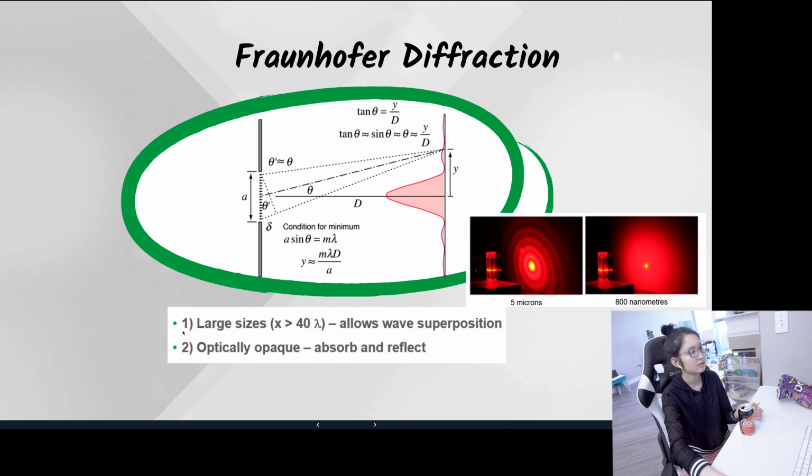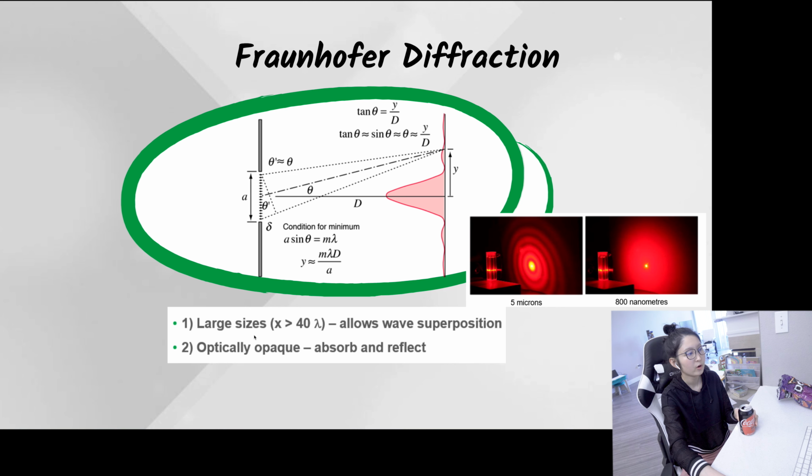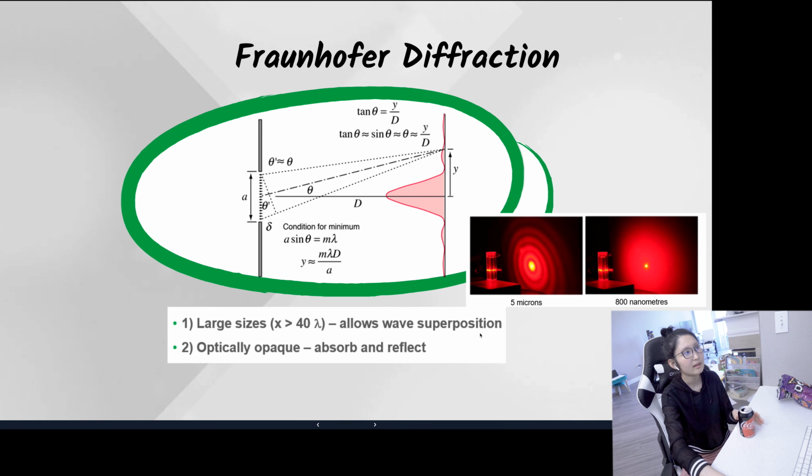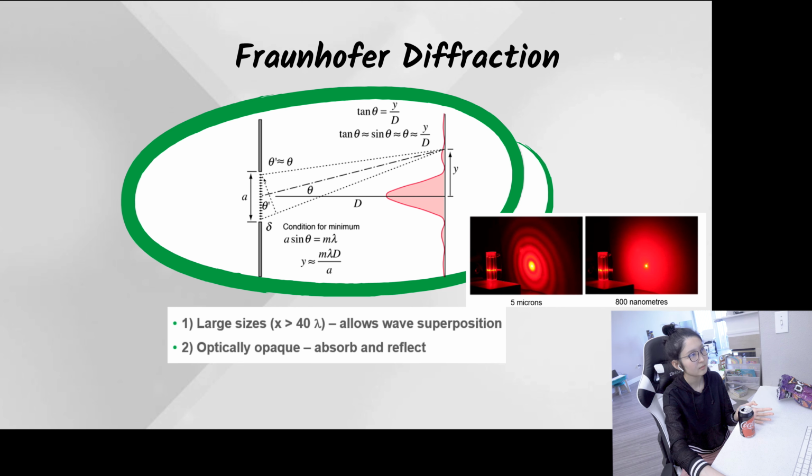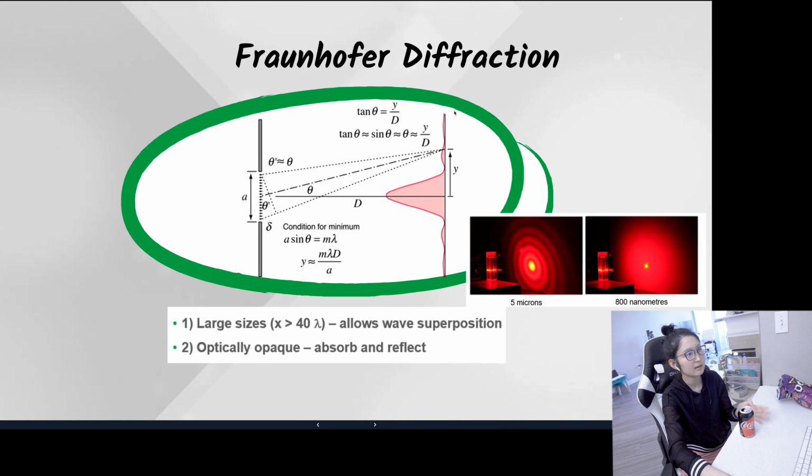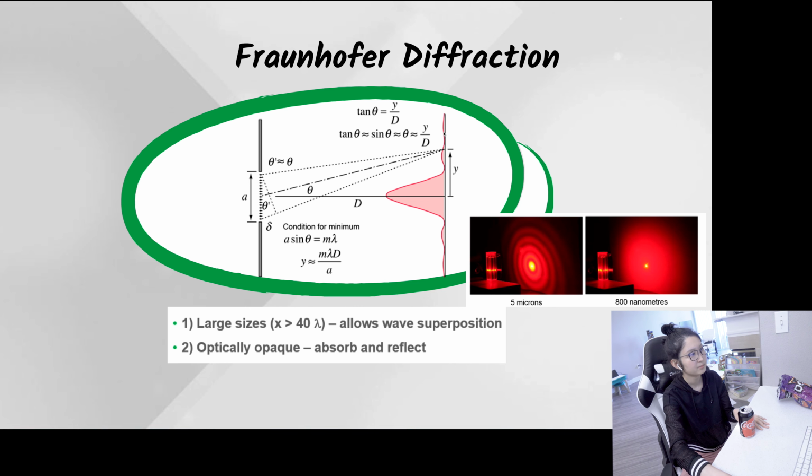There are two conditions to use Fraunhofer diffraction. The first one is that the size of the particle should be large enough, larger than 40 times the wavelength, because it allows wave superposition. What I mean by that is that if the slit is too small, then the distance doesn't allow wave superposition, right? There's no distance to generate these different high and low spots in the waves to create the patterns. I think this idea is clear enough.